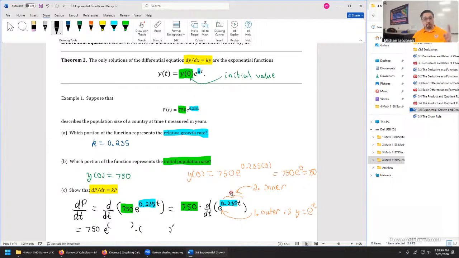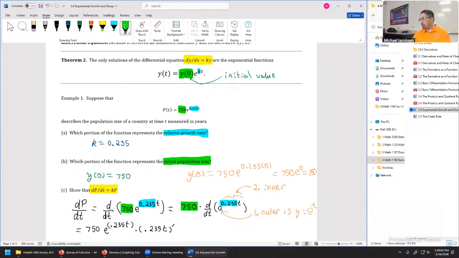And that inner function goes in both of the placeholders that we opened when we differentiate the outer function. It'll go here, 0.235t here, 0.235t here, and we're just about done with it.